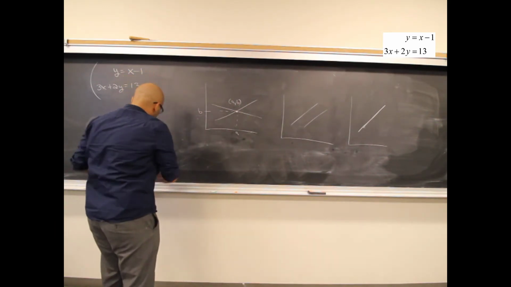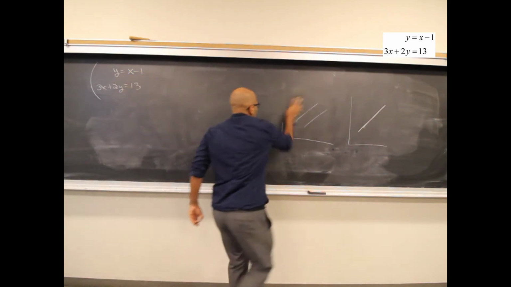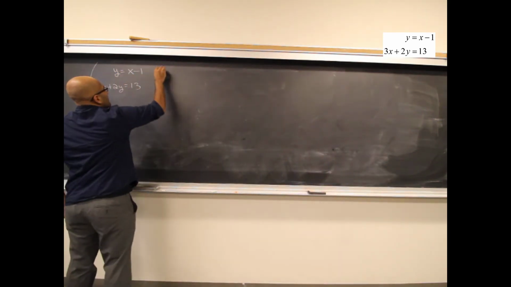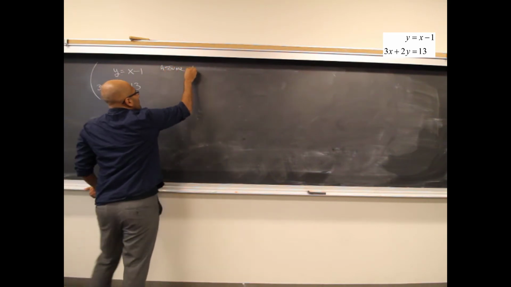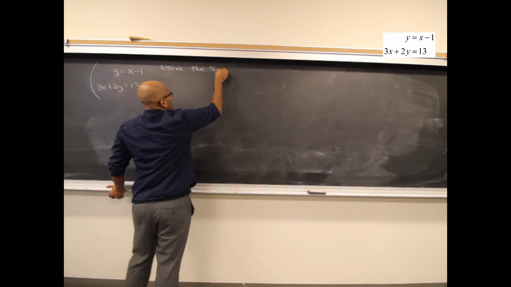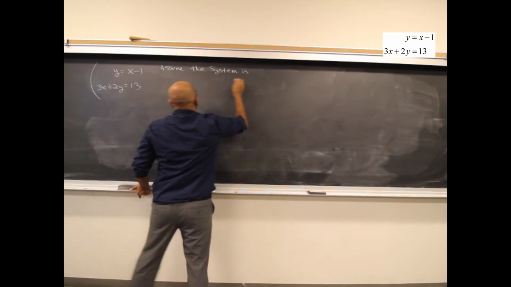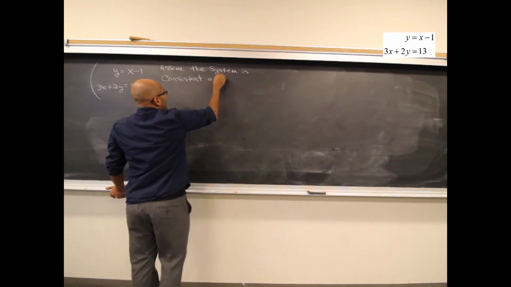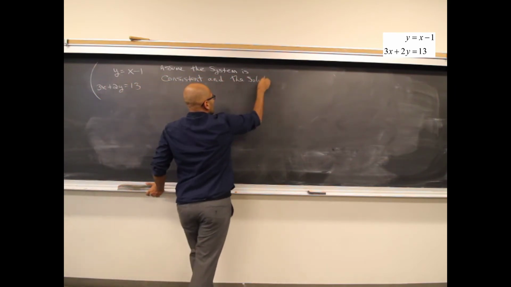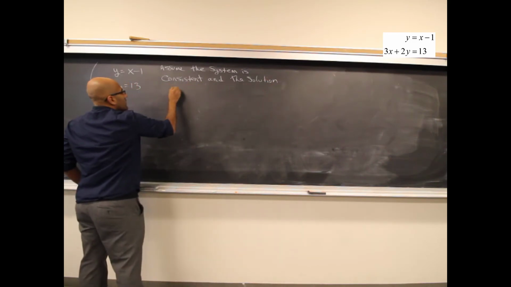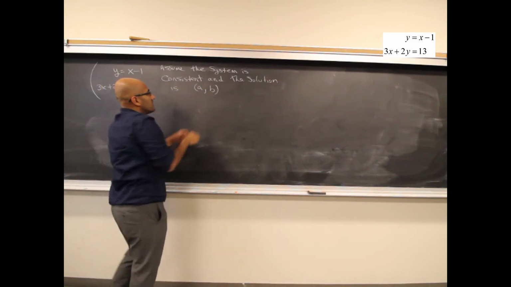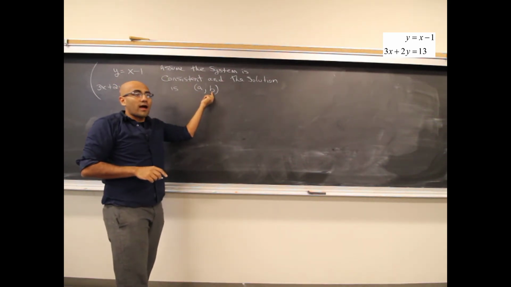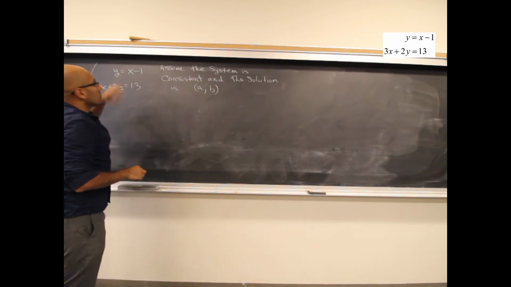Okay, so that's the first thing we're going to do here. We're going to assume it's true that this is consistent and that it has a solution A comma B. Assume the system is consistent and the solution is A comma B. Some special choice of X and some special value of Y is the ordered pair that's a solution of both of these.